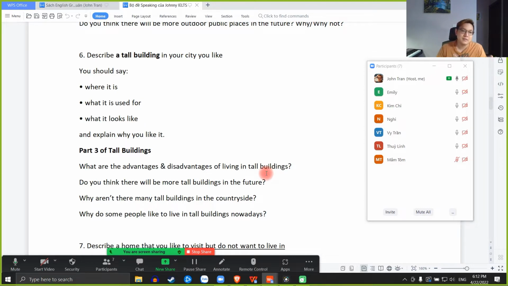Like for example, if they ask you what are the advantages and disadvantages of living in tall buildings, you can split it into two, of course, advantages and disadvantages. Let me give you an example, okay? Well, when it comes to living in tall buildings, there are advantages and disadvantages that I am aware of.